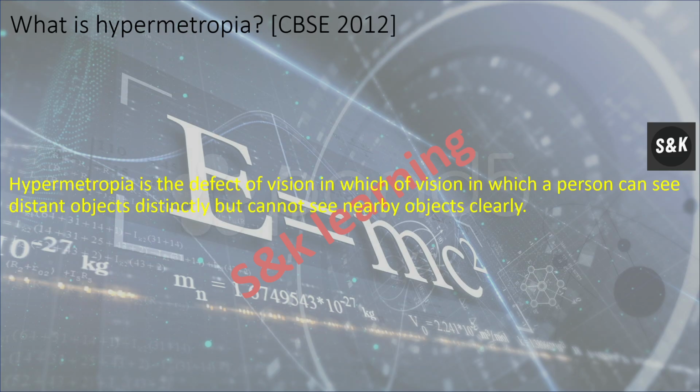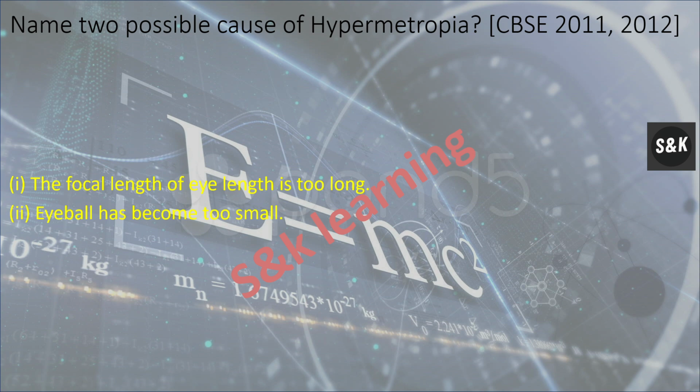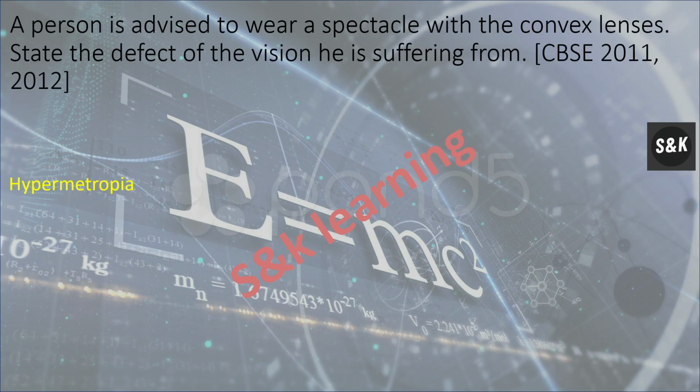What is hypermetropia? Hypermetropia is the defect of vision in which a person can see distant objects but cannot see nearby objects. Name two possible causes of hypermetropia. The focal length of the eye is too long. The eyeball has become too small. A person is advised to wear spectacles with convex lens. State the defect of vision he is suffering from.